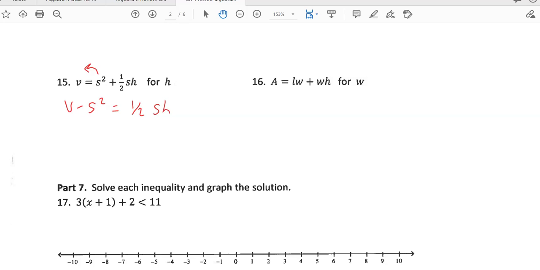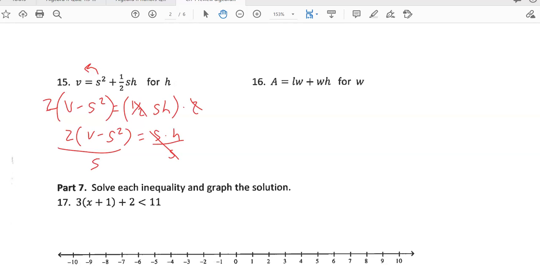Let's just do this different. You could divide by 1/2 s. A lot of students will multiply by 2 here. I just want to show you what that would look like. And again, I'm not so interested in simplifying everything. In this type of problem, I just want to get the right answer. So that cancels. You get s times h, divide by s, divide by s, and you have h equals that.